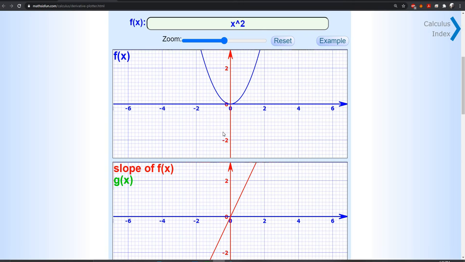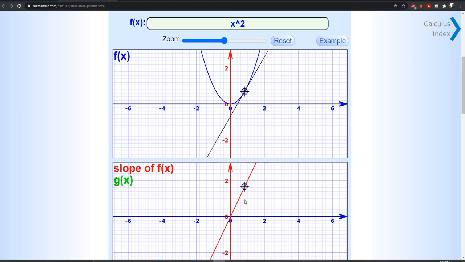Now let's take a look at a very simple function here. We have x squared, which forms this nice parabola. As I follow this parabola with my cursor, we can see that for every x value, we have a tangent line, and every tangent line has a certain slope value. And if we plot the slope values of each of these tangent lines, we get a function that looks something like this on the bottom here. We get g of x, this red line.